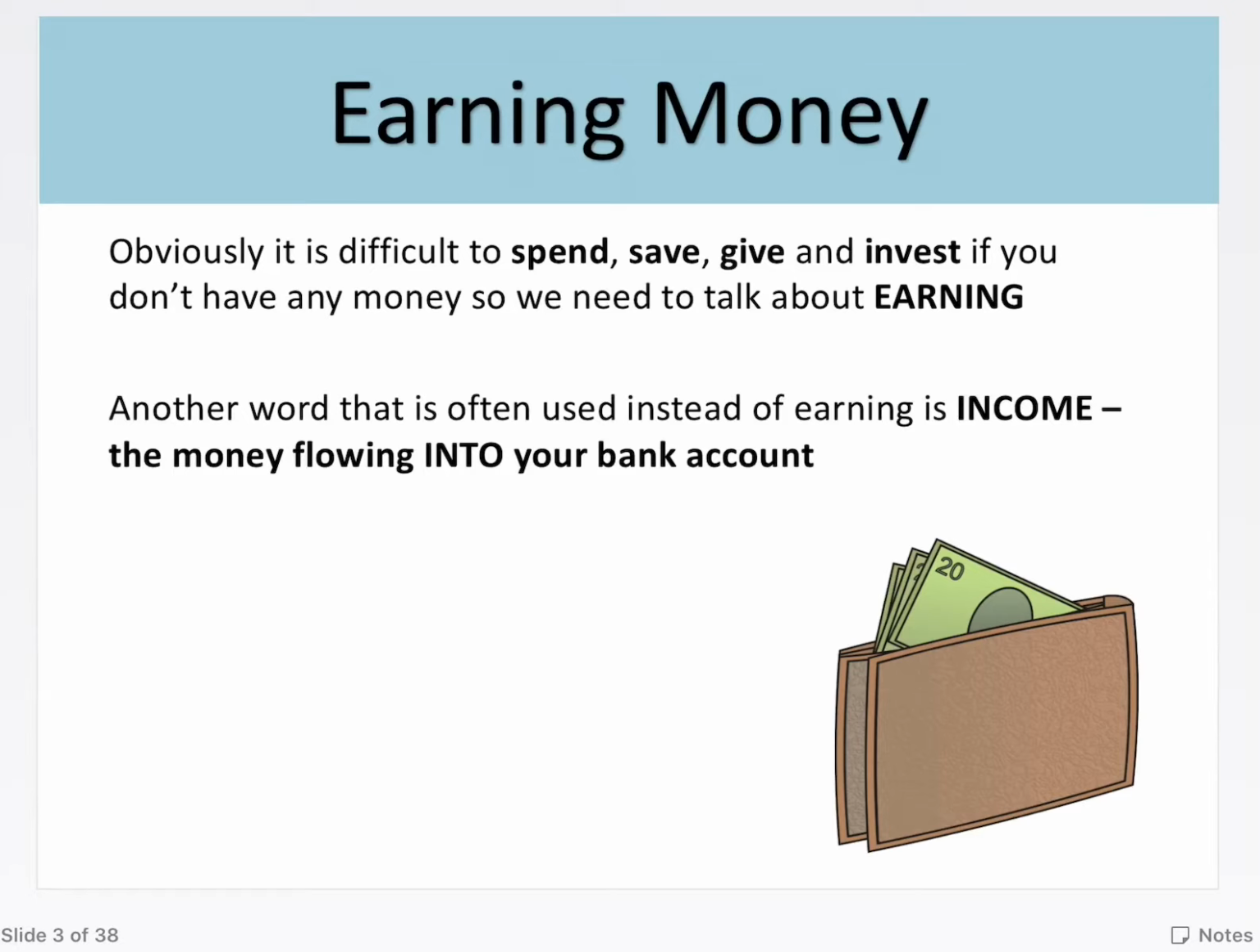Okay, so when we started this whole course, we were talking about personal finances. Now, personal finance is all about saving and spending and giving and investing and earning. So in order to spend and save and give, you need to be able to earn money. We need to have an income. So income is another word for the money that we earn that goes into our bank account.